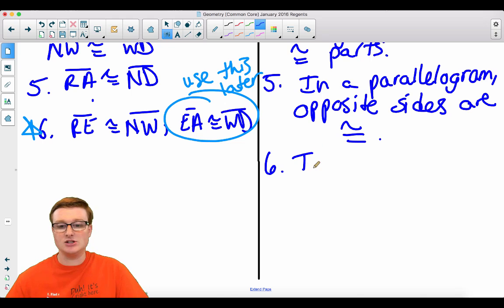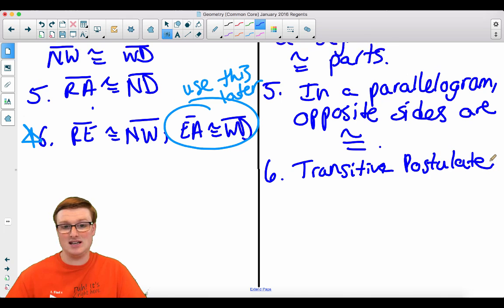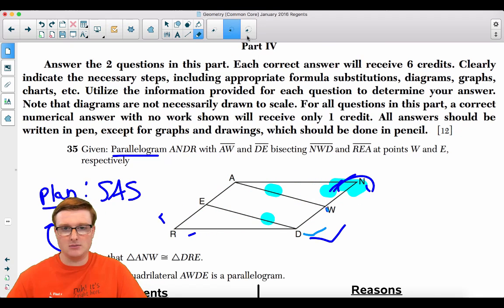Now, number 6 is the transitive postulate. Remember the transitive postulate? The transitive postulate is when A is equal to B and B is equal to C, then A is equal to C. So let me just get rid of all this stuff here for a moment.